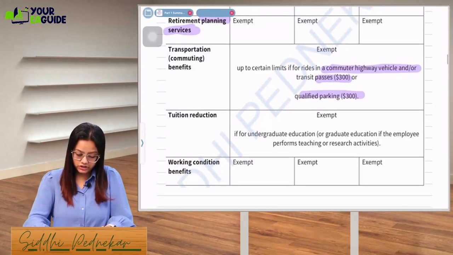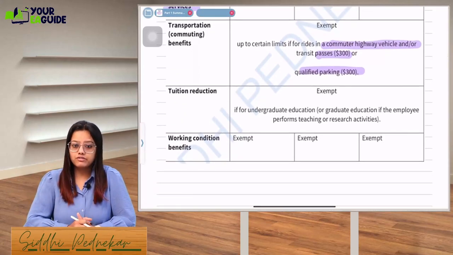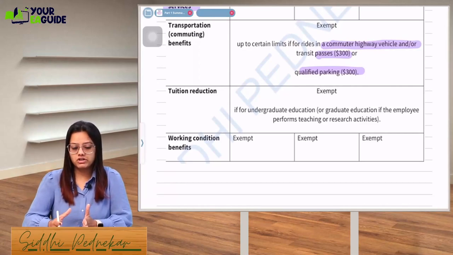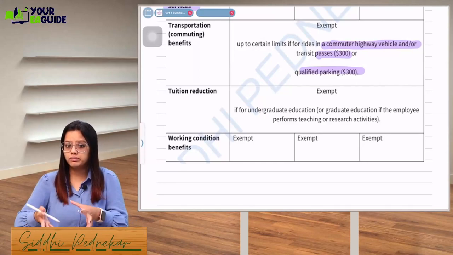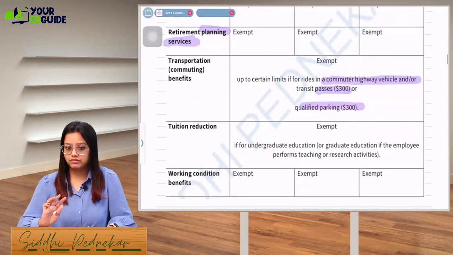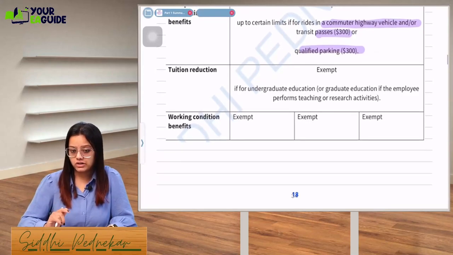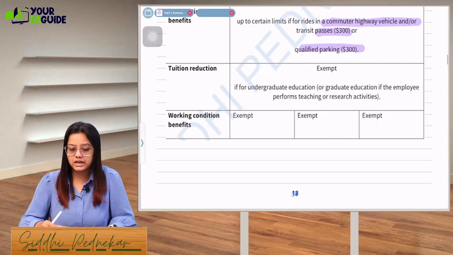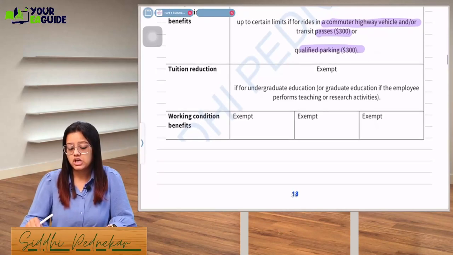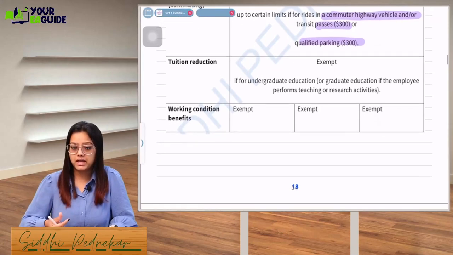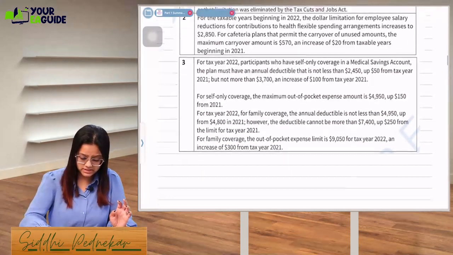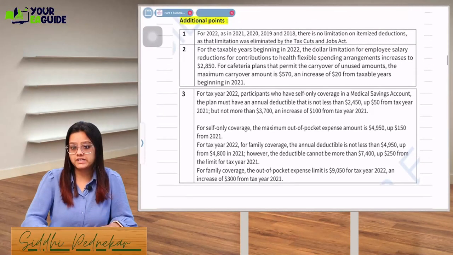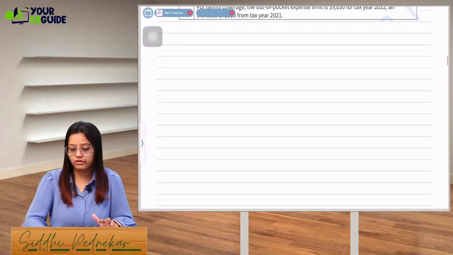Okay, tuition reduction. If you get tuition reduction, then it will be exempt. If you undergo education or certain research related activities which will be used for your business purpose, the tuition fees incurred by the organization for you, the sponsorship I can say, will be exempt from federal income tax, social security, Medicare and FUTA taxes. Okay, working condition benefits. If they provide you certain benefits, like if you're working late nights and for that you are given these benefits, all those extra working condition benefits will be exempt from all these three. Okay, got it, guys. Additional point, you can just read it. There were some changes as compared to 2021 and 22, so you can just read this additional point from your book.